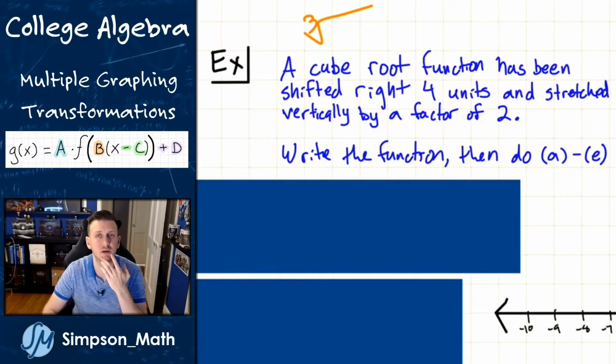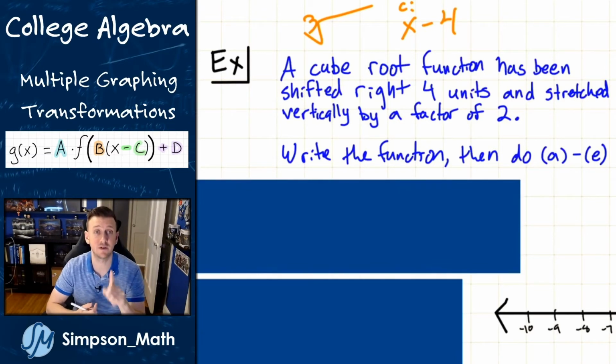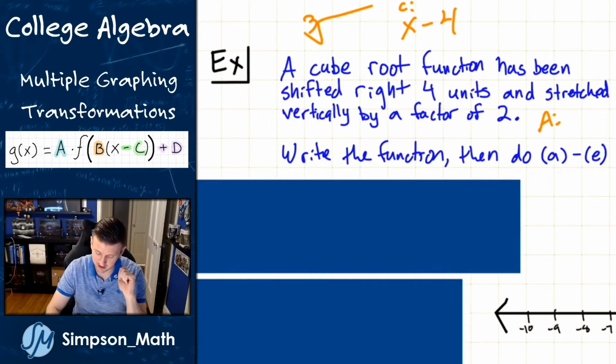So if it's gone to the right 4, what letters is that? A, B, C, or D? Well, if it's right 4, that's going to be the C. Right, but if it's right 4, that's going to be an x minus 4 in that C area, and stretch vertically by a factor of 2. So stretch, so that's multiplication, so it's either the A or the B. But since it's vertically, it's going to be outside the function. So that's going to be my a of 2. So this is an a of 2.